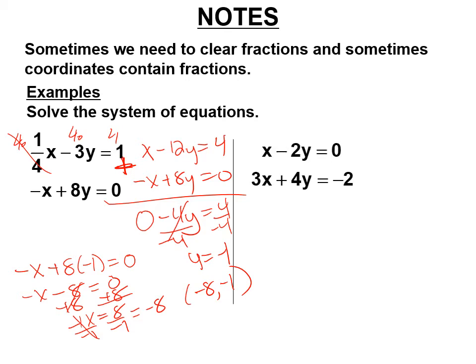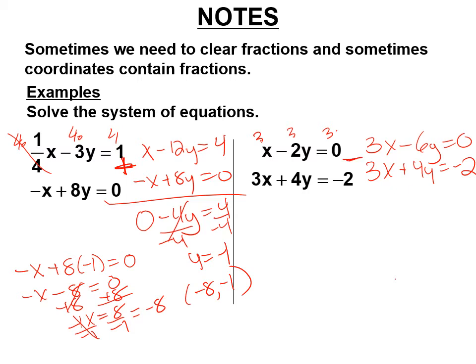I have a feeling that maybe this one's going to have fractions in the answer. Let's see. So you have two choices, right? We can multiply the top one by 3 or the top one by 2. Either will work. I'll go with the top one by 3. So let's write it out. Take our time. Negative 6y. 3 times 0 is 0. Interesting. 3x plus 4y equals negative 2.